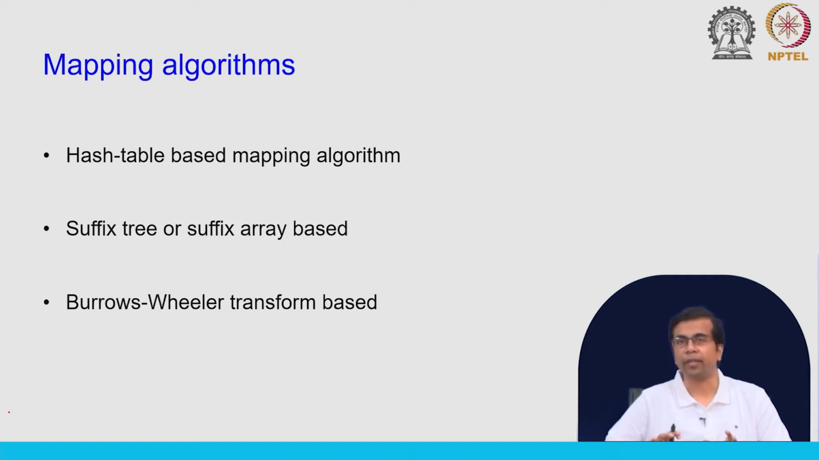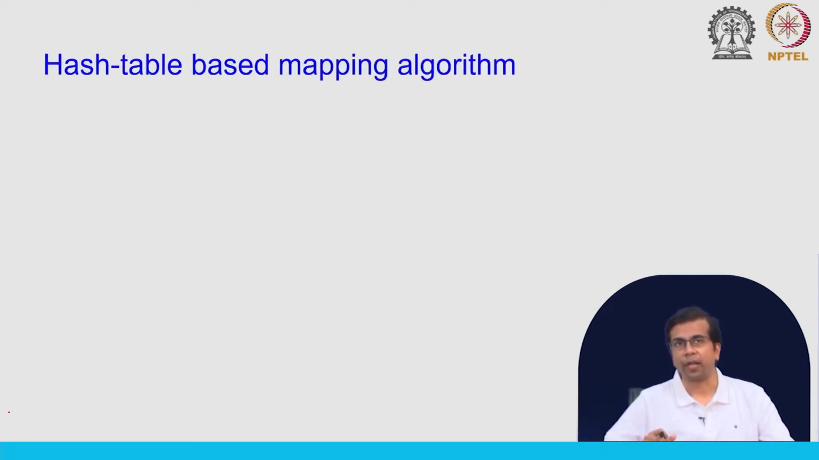We will talk about the advantages of each of these methods also, and then finally we will talk about the Burrows-Wheeler transform based algorithm. Okay. So, this will be our final algorithm for the mapping. Okay. So, let us begin. We will start with the hash table based mapping algorithm.